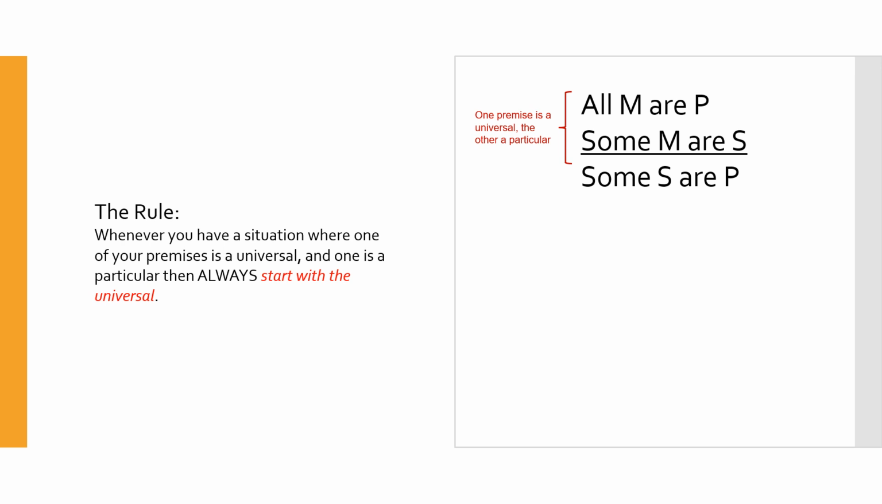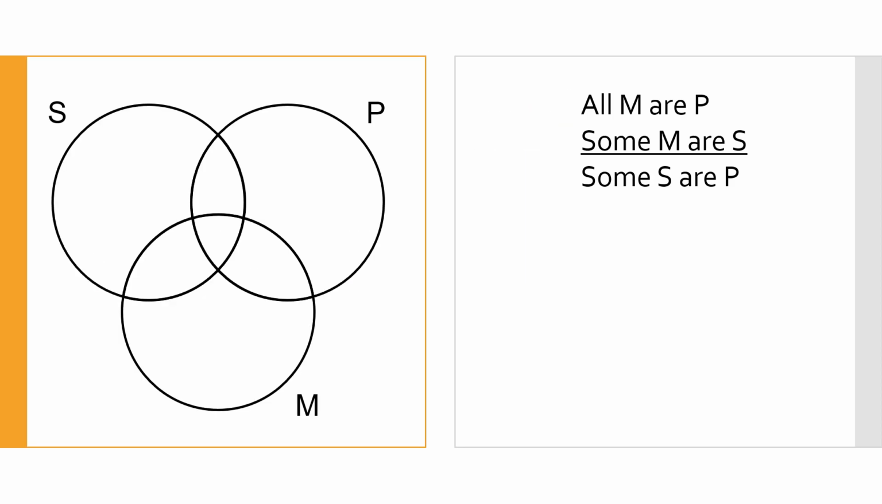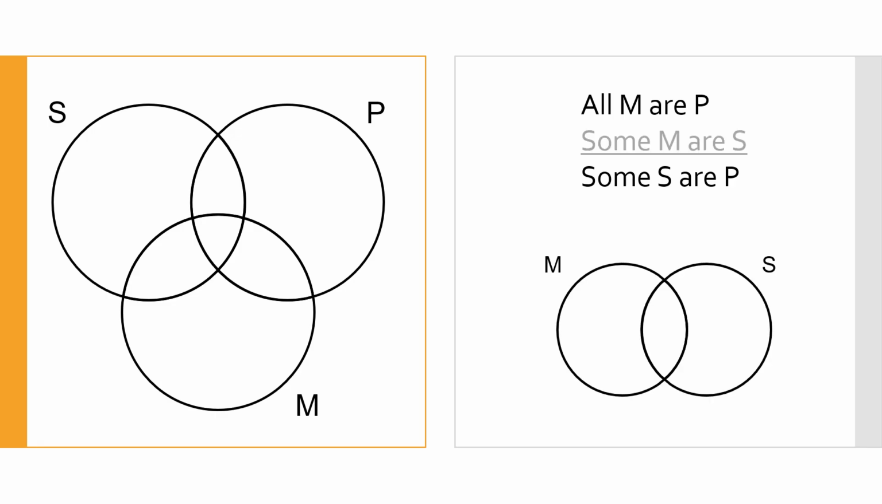And let me give you an example of why this would matter, or what difference this makes, by starting with the premise that is a particular. So if we set this up on our Venn diagrams, notice it's going to look like this. I have my minor term S on the top left, my major term on the top right, and my middle term on the bottom. And let's just start with the second premise in this case, our particular claim, some M's are S's.